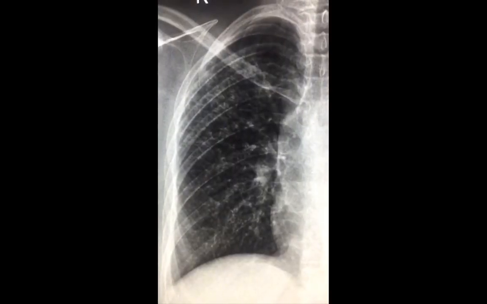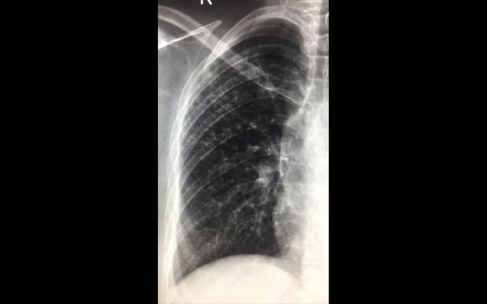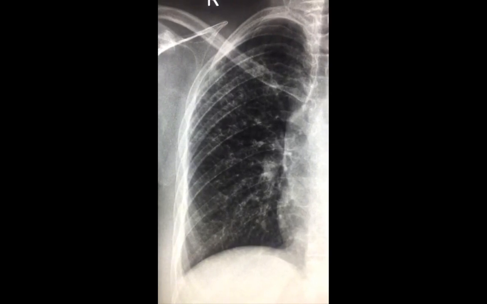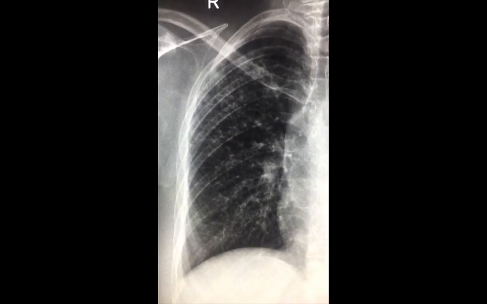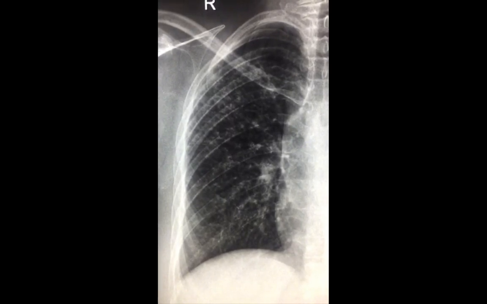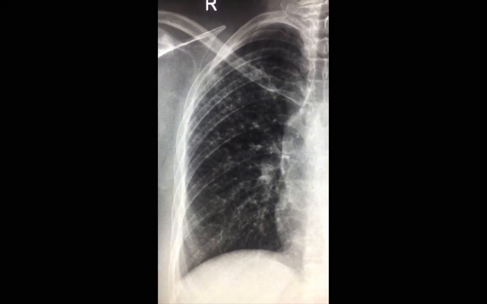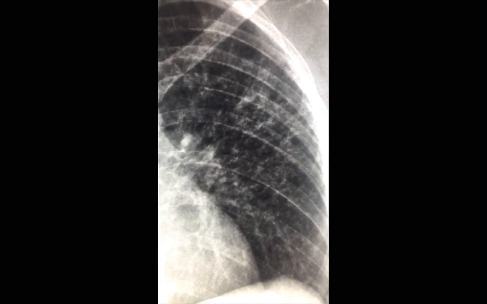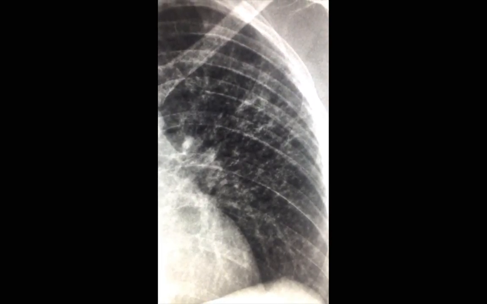Looking into the opacities with more detail, you'll notice that the opacities do not look like consolidations or ground glass. By that, we mean the opacities do not have the airspace or alveolar appearance that is classically seen with pneumonia, for example. Instead, looking carefully at the opacities, you'll notice that these are composed of lines and nodules.